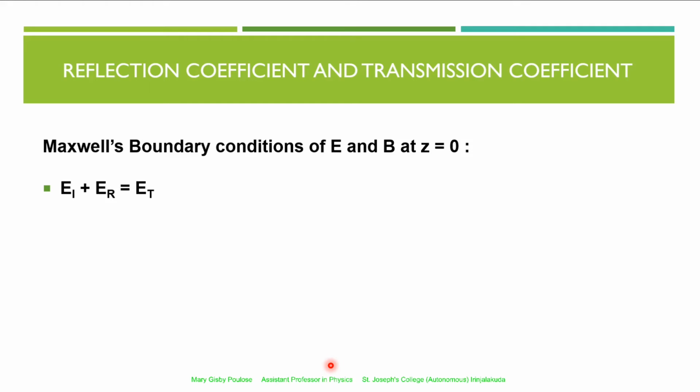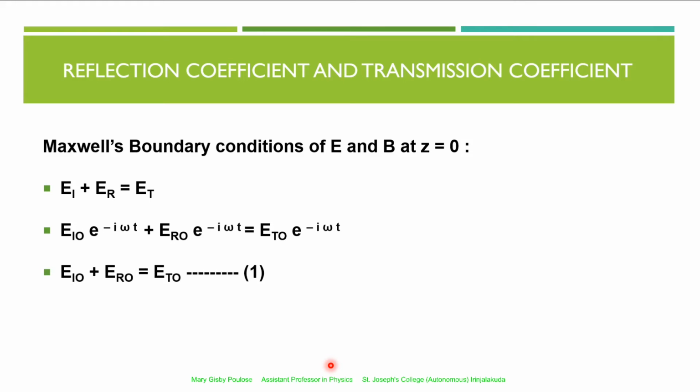Hence, we get E_I + E_R = E_T, and substituting this in terms of the wave equation, we get E_I0 e^(-iωt) + E_R0 e^(-iωt) = E_T0 e^(-iωt). Now we have the same term e^(-iωt) on both sides, right? So this will cancel, and hence we get E_I0 + E_R0 = E_T0. Let this be your first equation.